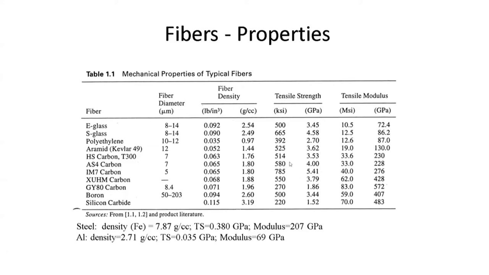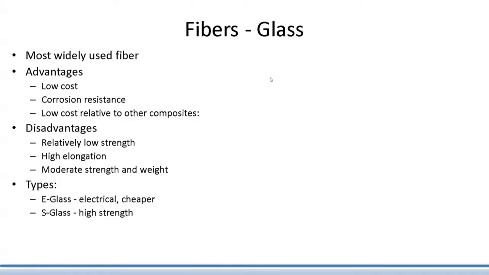GPA, not grade point average, but gigapascals. So amazing stuff, great performance across the board. So going back, E is for electrical, S is for strength, and there are other types of glass. For example, you may have T glass, which is for thermal. R glass is going to be for reinforcement. You're going to see A glass for alkaline and other applications as well.